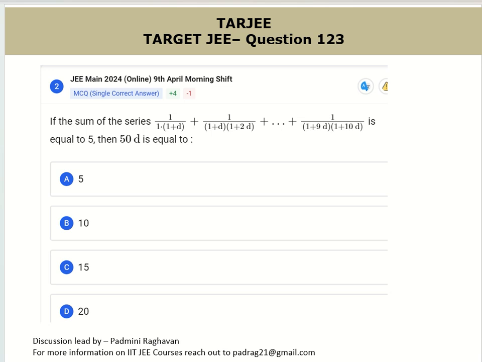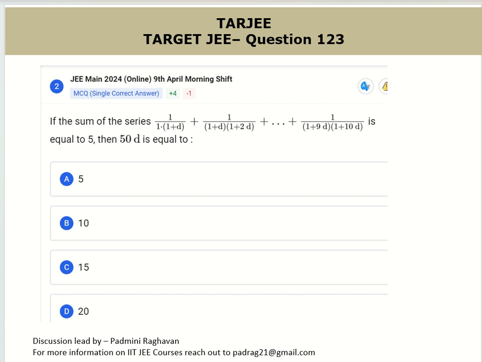If the sum of the series 1 by 1 into 1 plus d plus 1 by 1 plus d into 1 plus 2d and so on, 1 by 1 plus 9d into 1 plus 10d is equal to 5, find the value of 50d. The options are 5, 10, 15, 20.